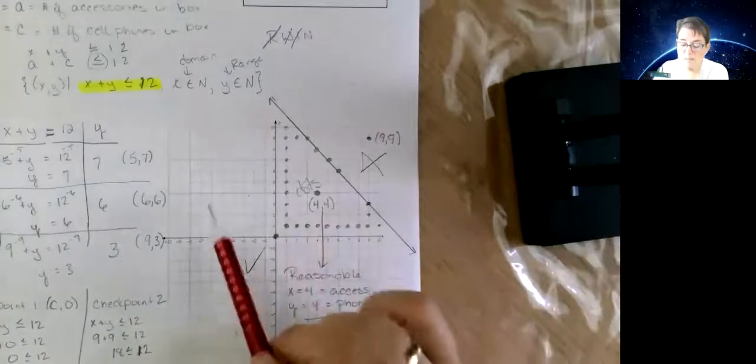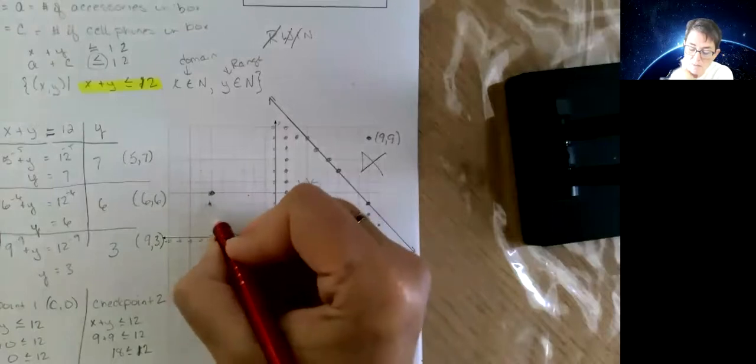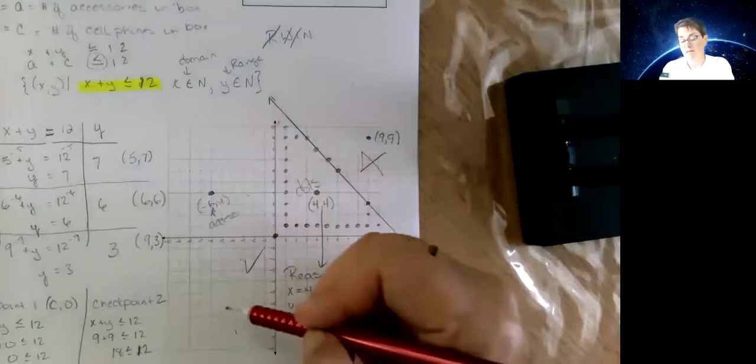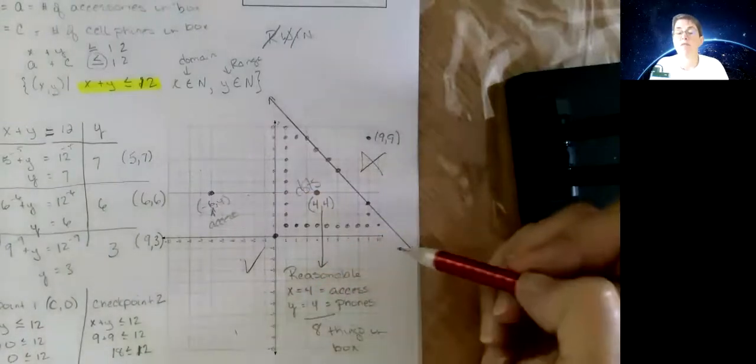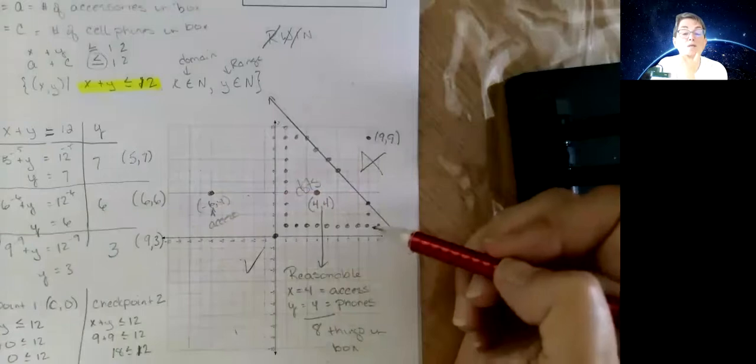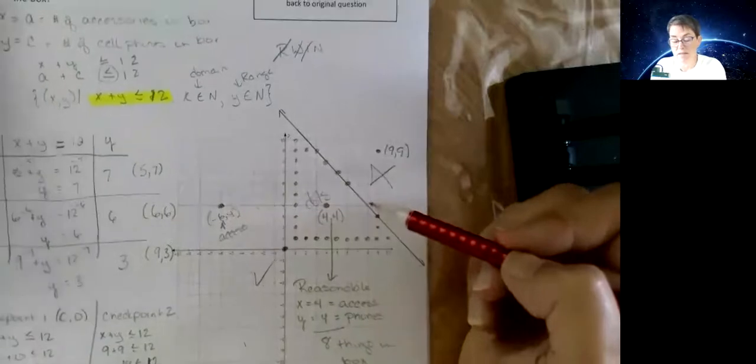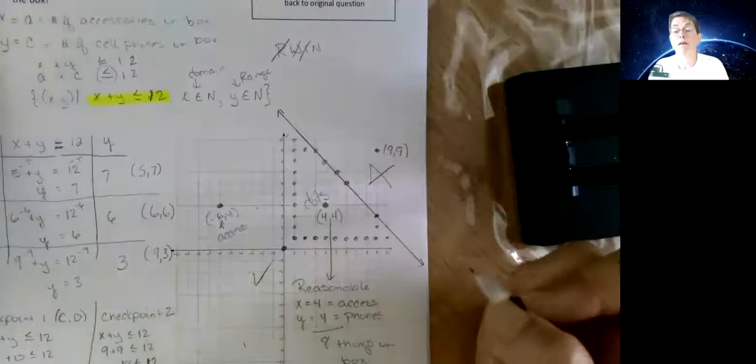Now remember natural numbers, it doesn't make any sense if I'm over here, because that would be like -6 and 4. But my X coordinate is my accessories. You can't have -6 accessories. That doesn't make any sense at all. So it's no good. And same thing down here and down in this quadrant. Those don't make any sense when we're talking about things in real life. So ta-da, there we go. There is our final answer. And it is this area, and it is all pretty and dotted. Thank you.